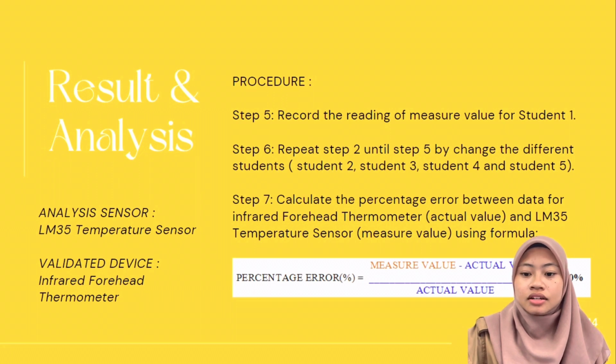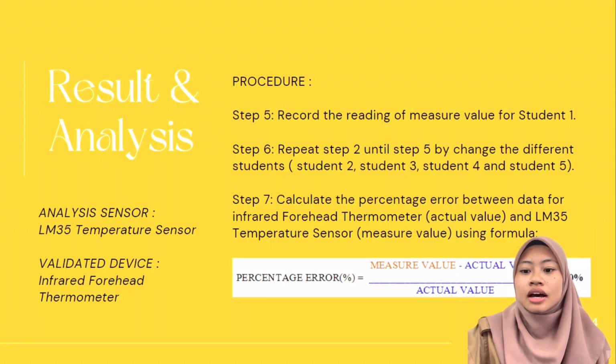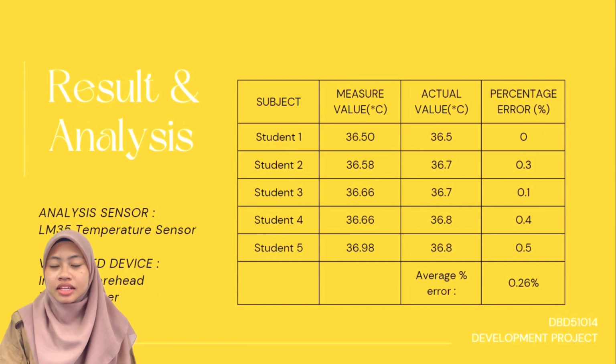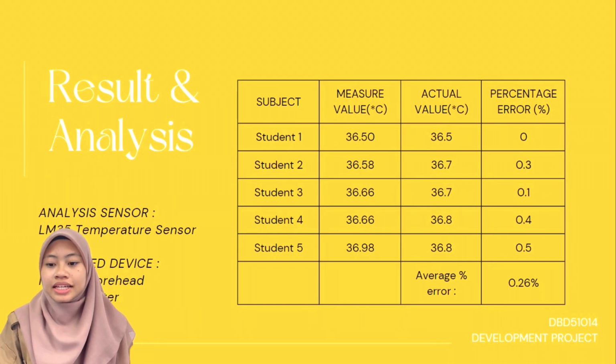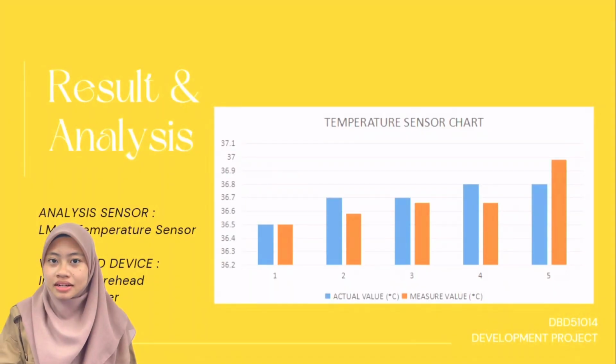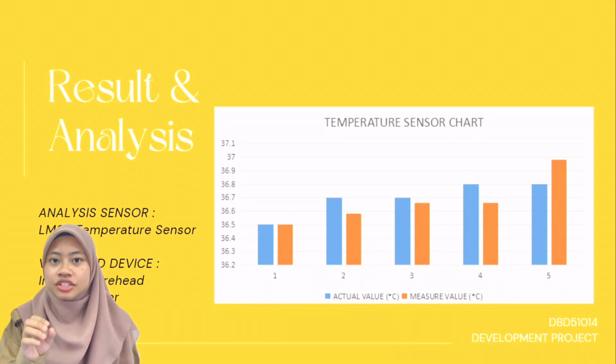Step 7, calculate the percentage error between the actual value and the measured value using the formula: percentage error equals measured value minus actual value, divided by actual value, times 100%. We collect data for 5 students in one table, and we can see the average percentage error for the LM35 sensor is 0.26%. This is the bar graph for the LM35 sensor, comparing the actual value, the blue bar, and the measured value, the orange bar.